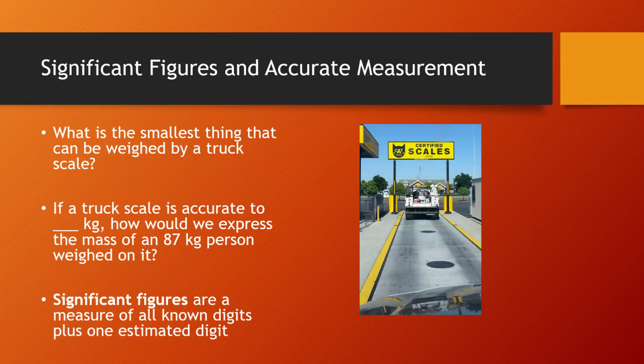Significant figures are the measure of all the known digits plus one estimated digit. So if it was only accurate to 100 kilograms, we'd have to estimate it at either 0.8 or 0.9 of that accuracy. If it was accurate to 10 grams, that would either be 80 kilograms or 90 kilograms. So we would add one estimated digit and say it's probably 85 or 87, somewhere around that area. But that's going to be your significant figures: all known digits plus one estimated digit.